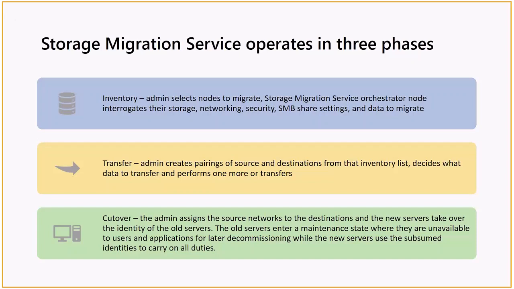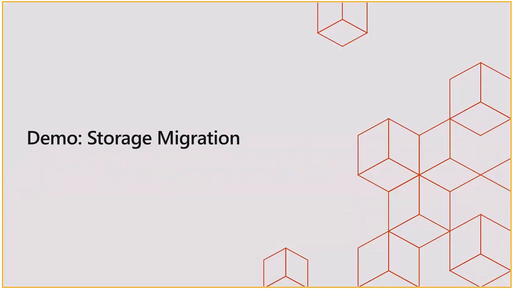There's an inventory phase where you go through and look at the source server, look at the information on that server, and catalog that. There's a transfer phase where you do some validation and transfer data. And then there's the cutover phase where you say, I'm ready to migrate now. Let's stop people accessing the old server and cut over to the new server. The whole point of this is to make our migrations easier, to get from point A to point B a lot easier.